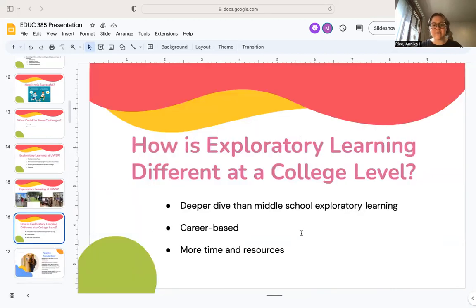Sorry, I kind of talked about this. I had another slide. So how is exploratory learning different at a college level? A deeper dive than middle school exploratory learning, career-based, and more time and resources.